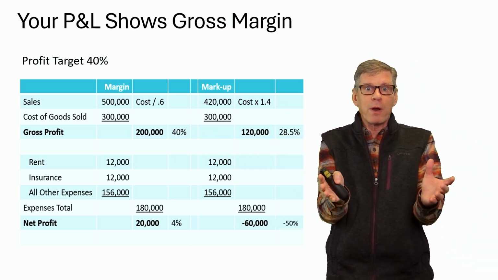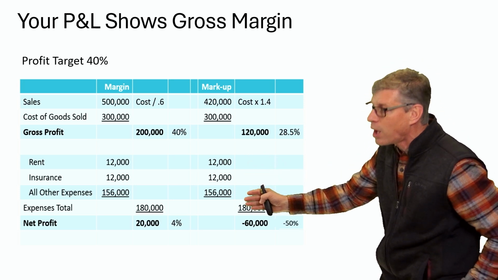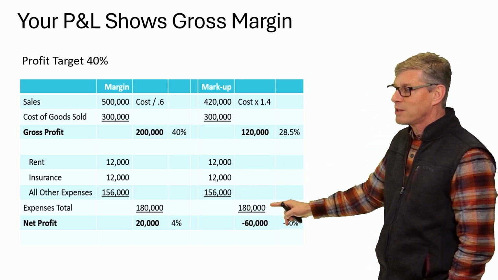Now, your costs of operation don't change any. Your overhead is still all the same. So you tally that up, that's still $180,000.